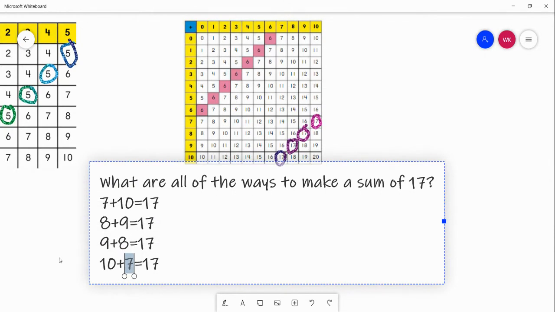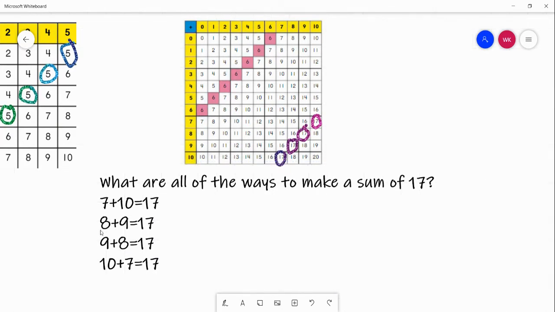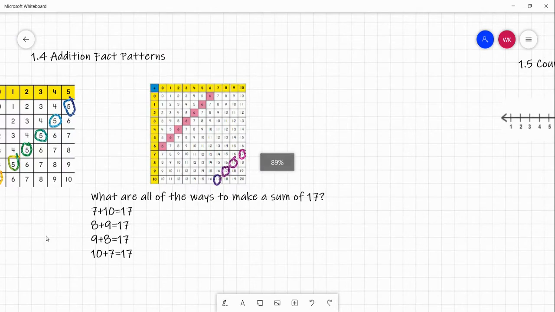So knowing these patterns will help you find or know your facts quicker. So if you know these patterns, then you can remember that 9 plus 8 equals 17 and 8 plus 9 equals 17. Remember in our first lesson, if you change around the add-ins, the sum will always be the same. So 8 plus 9 equals 17, but if you change those add-ins around, 9 plus 8 will also equal 17.